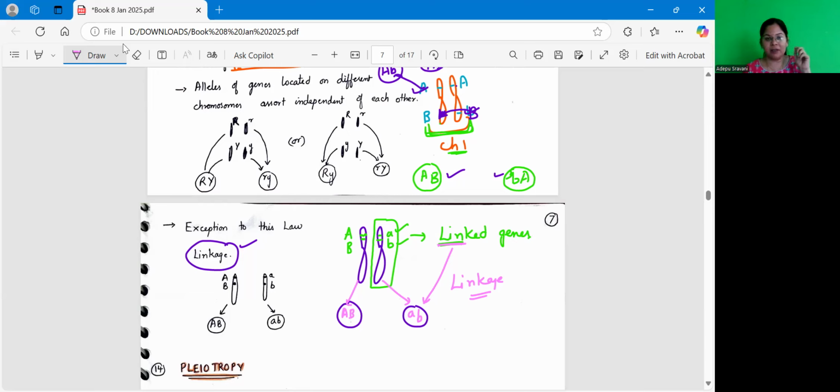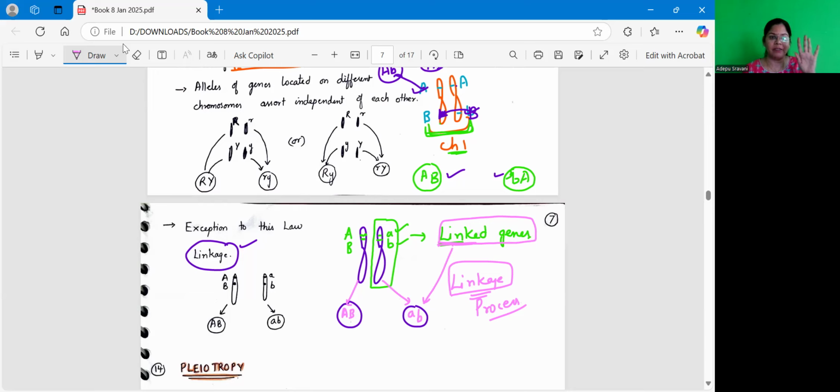We cannot see any exchange of material, exchange of genes during meiosis. They are definitely very close to each other. And when these linked genes are entering into a gamete together, we call that process linkage. So linkage is a process of transferring or assorting of linked genes into the gamete. We call it linkage. So whenever we have linkage, we don't see independent assortment.